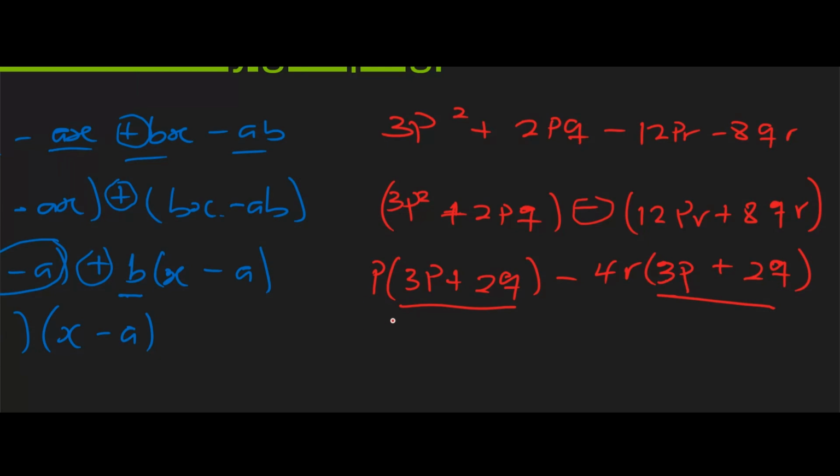So let's write our final answer. So that's going to be, we just take the ones outside, the coefficient. So you're going to get p minus 4r in one bracket. And then we take one of these same guys, right? So we have 3p plus 2q. And that is it. So we are done with this expression.